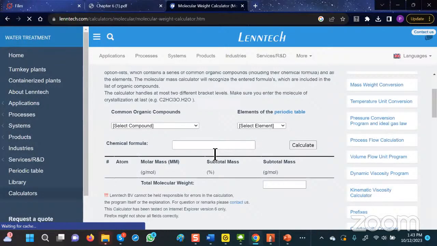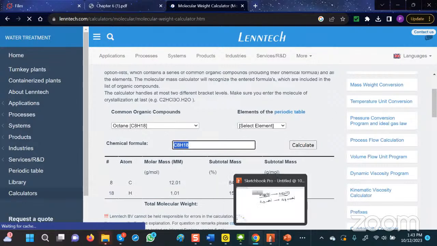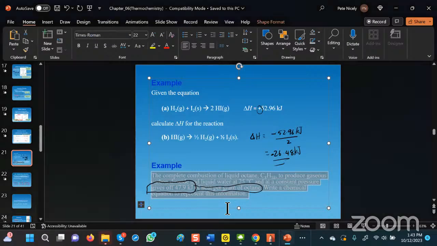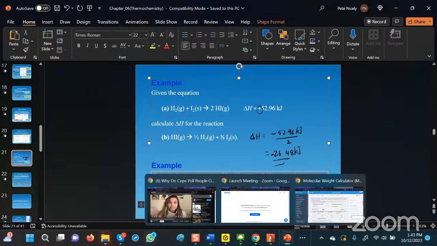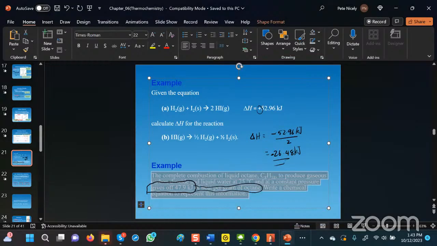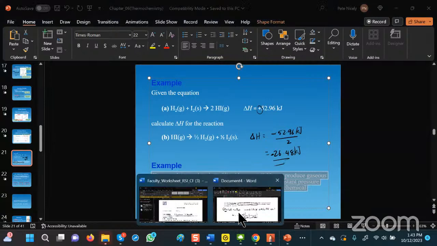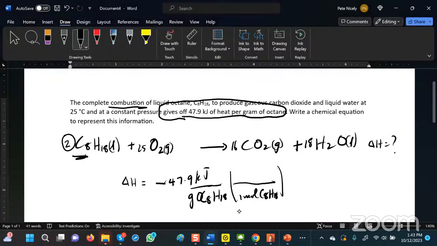Oh man, time's almost up. Okay, let me do this quickly. C8H18. And according to this, it's 114.23. So let me go back here. I'm going to put that number up here: 114.23 grams of C8H18.